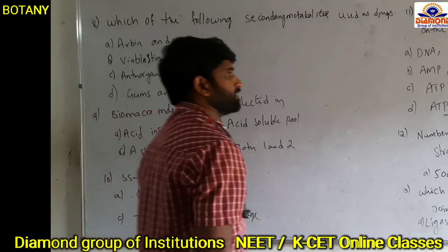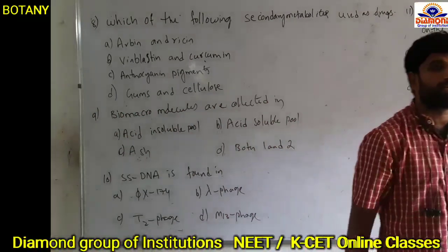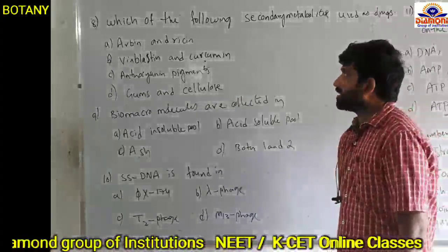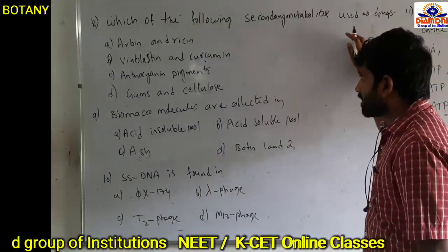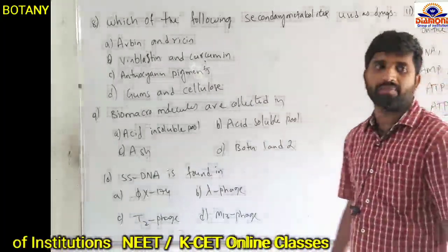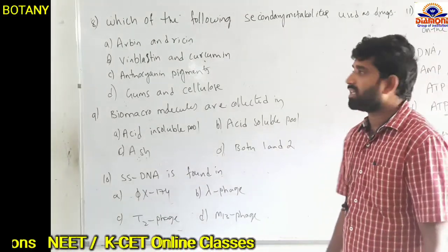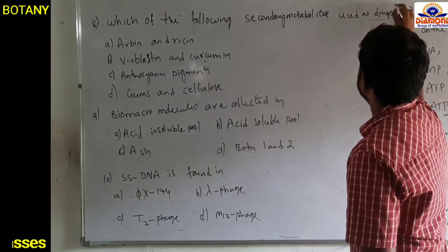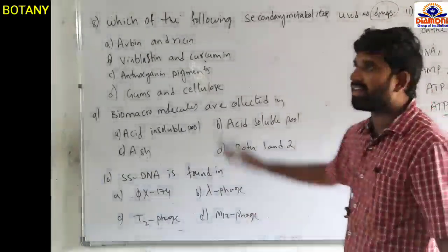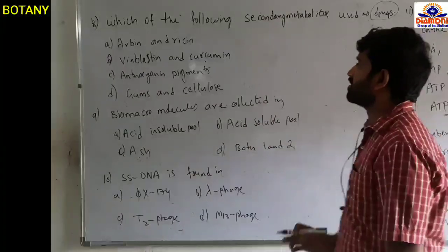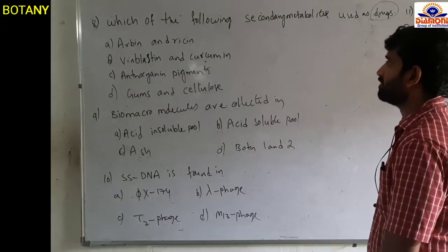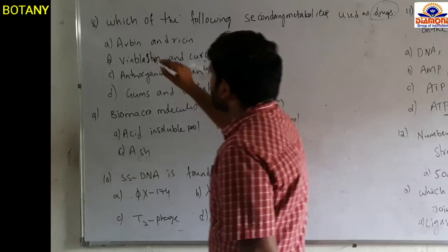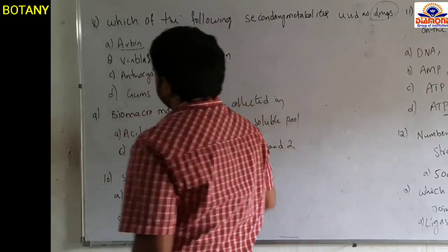So here they are discussed as metabolites, as biomolecules. The metabolites are classified into two types, primary metabolites and secondary metabolites. Out of the secondary metabolites, some are used as drugs. In the given options, we have to identify which secondary metabolites can be used as drugs.